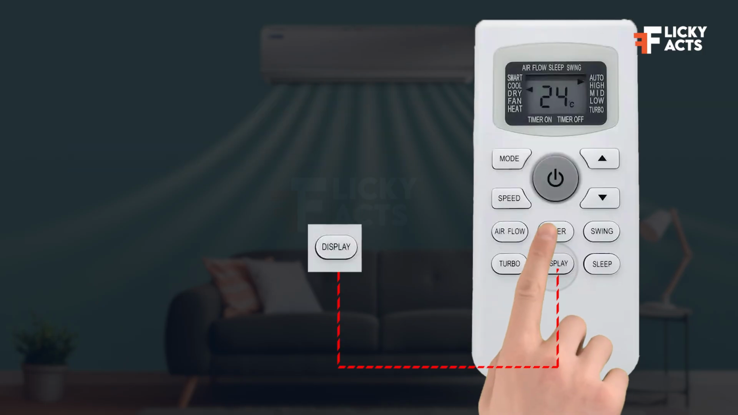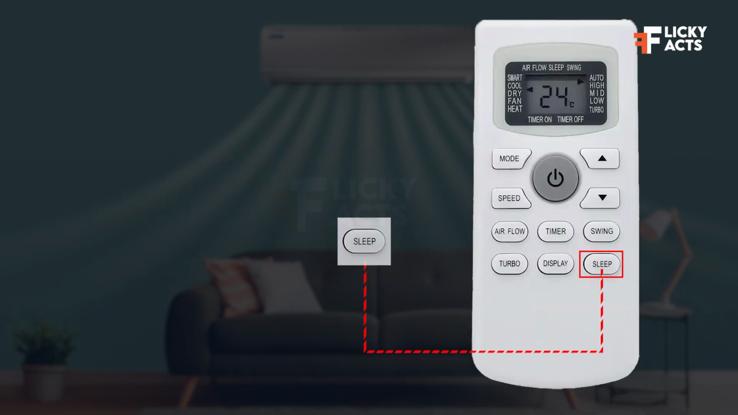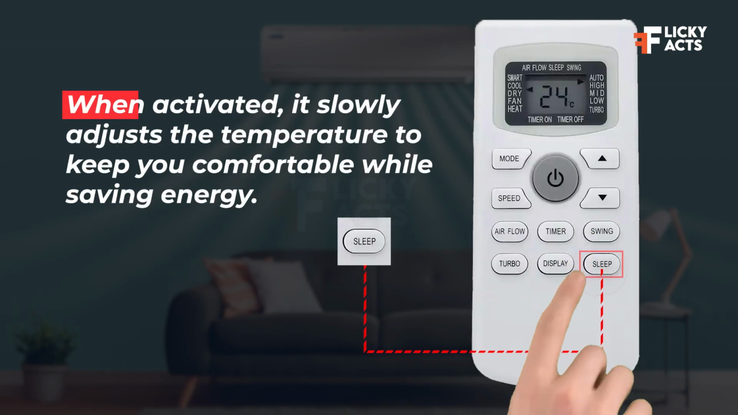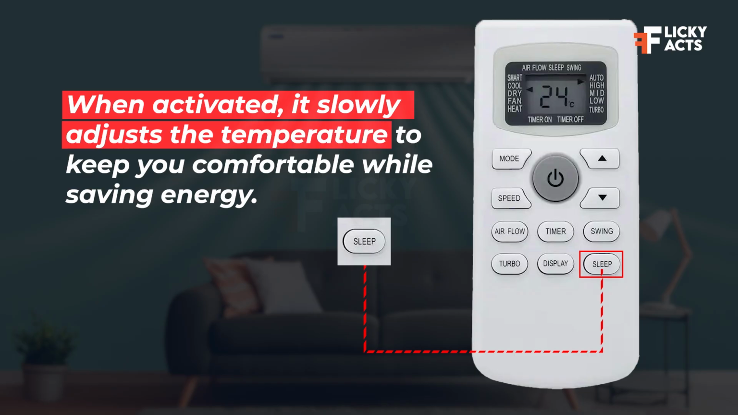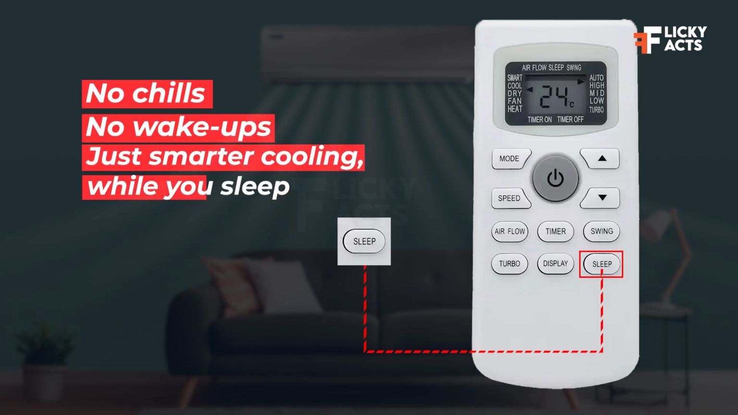Press the display button to turn the AC's screen light on or off. This helps reduce light disturbance at night while still keeping the unit running normally. Sleep mode is designed for a restful night. When activated, it slowly adjusts the temperature to keep you comfortable while saving energy. No chills, no wake-ups, just smarter cooling while you sleep.